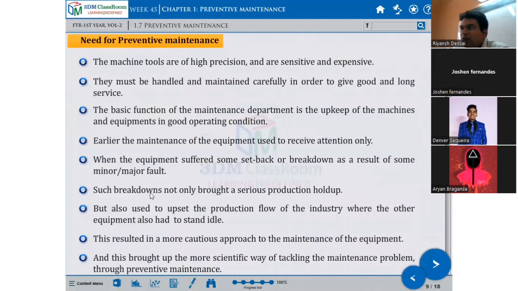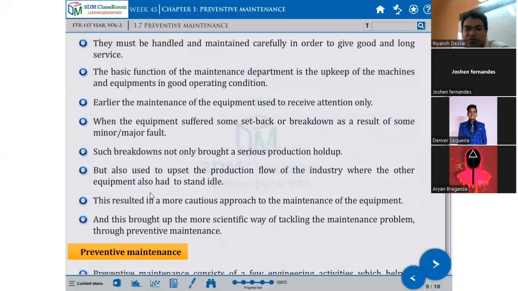If there is a certain breakdown, because of one machine breakdown, other machines also become idle, and the operators also become idle. Ultimately there is a loss for the company. Because of machine breakdowns, this resulted in a more cautious approach to the maintenance of equipment.